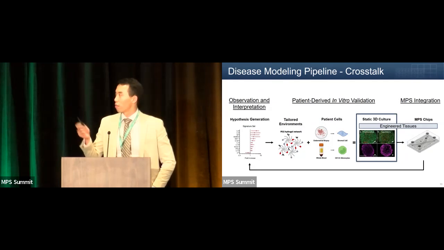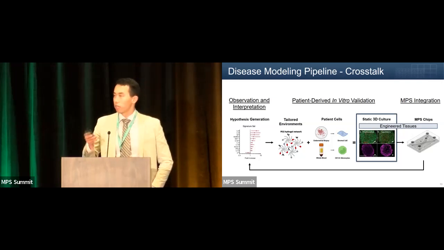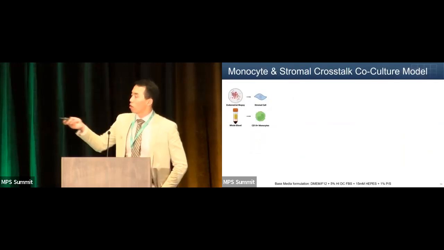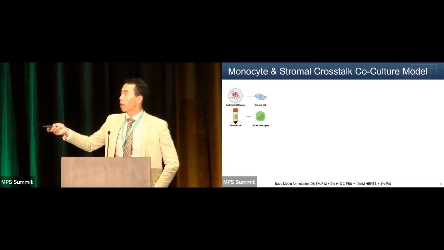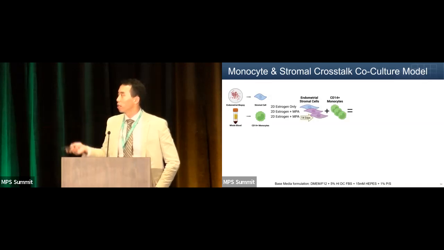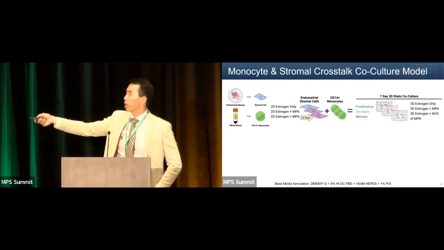So now I'll talk about how we combine the stromal cells and monocytes, and what kind of insights we gain into endometriotic disease. So in our co-culture model, we derive the stromal cells from endometrial biopsies from our collaborators at Newton Wellesley Hospital, and we gather CD14 positive monocytes from our collaborators at MGH, and we combine them. So we pre-decidualize some of these cells, and we co-encapsulate them to replicate the 3 phases of the menstrual cycle.